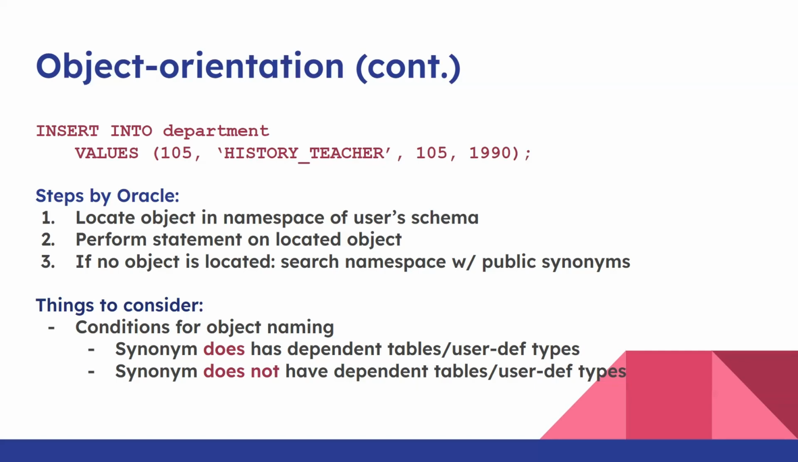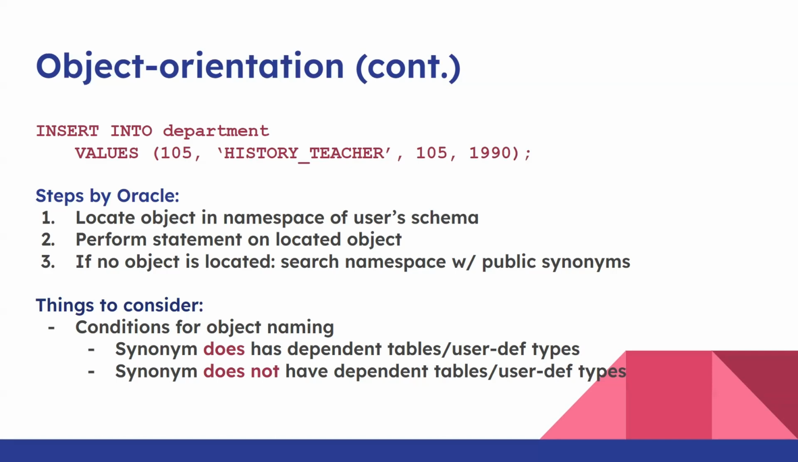Next, Oracle will search the namespace containing public synonyms if the object is not located in any namespace that it has already searched. If it locates the object in another namespace, it will attempt to perform the statement on the object, and if the object isn't the correct type for the statement, an error is returned.